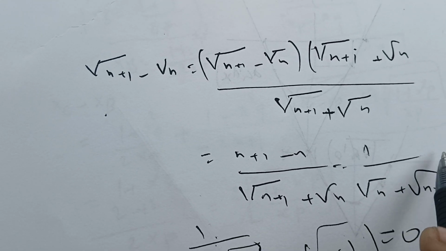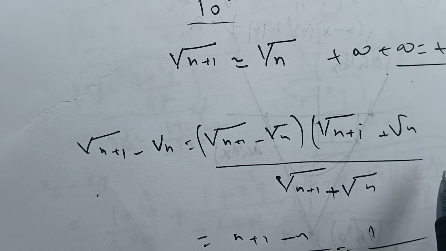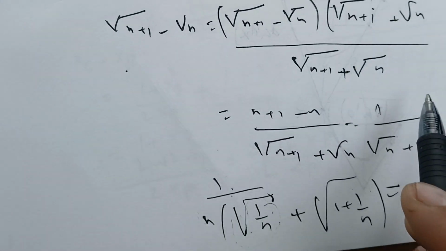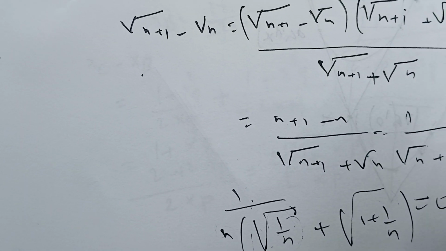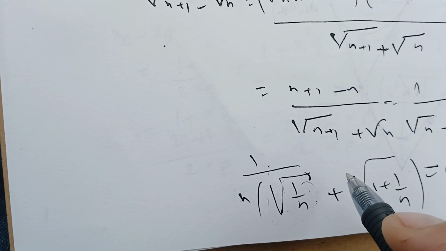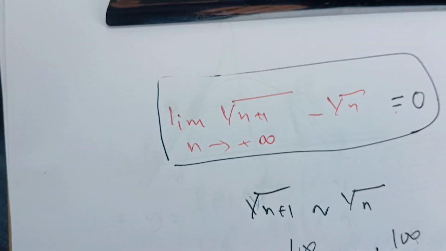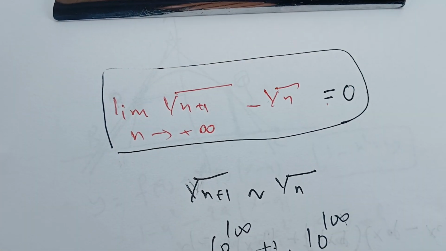So we said the limit is 0, because 1 over plus infinity is 0. I did a little bit of work, but basically we get the result 0. And this proves that the limit of this difference of radicals is 0.